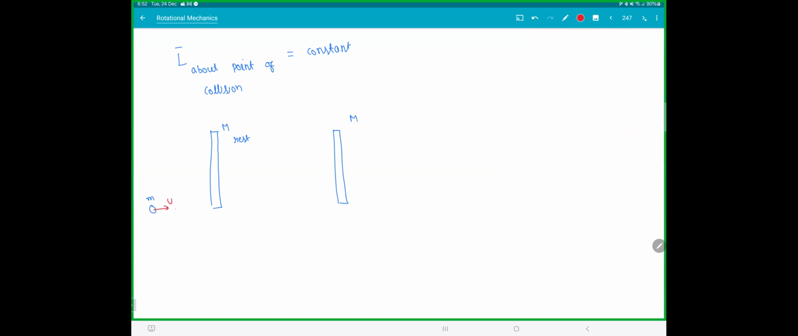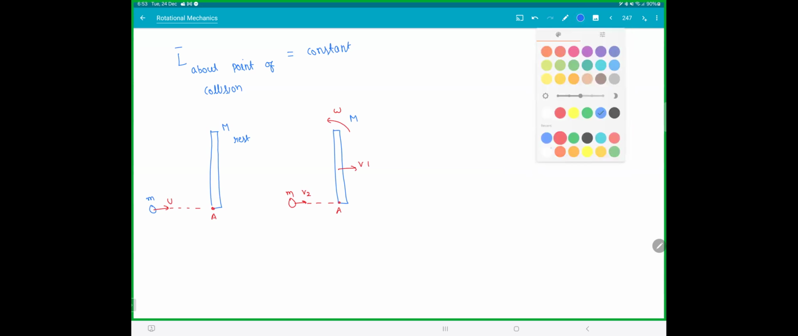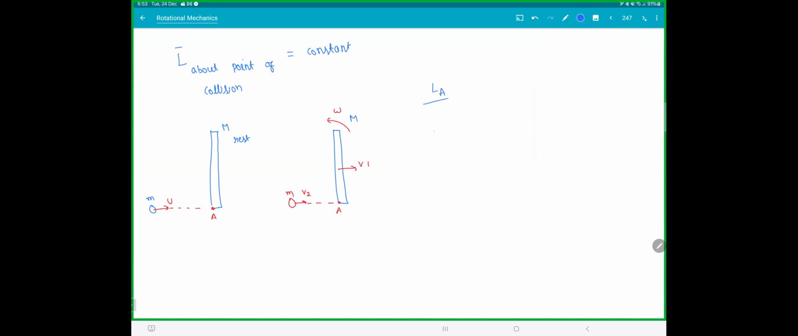So ball is going with u. This was point A. After collision, ball is going with V2. This is point A. This is going with V1. This is going with omega. We are conserving about A. L initial, ball is passing through this, so 0. Rod is also 0. Make sense?